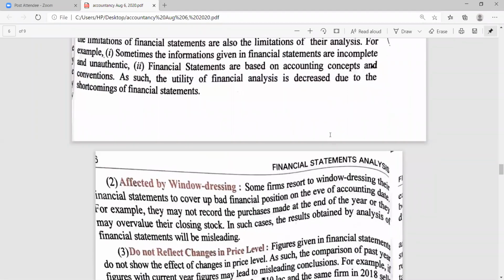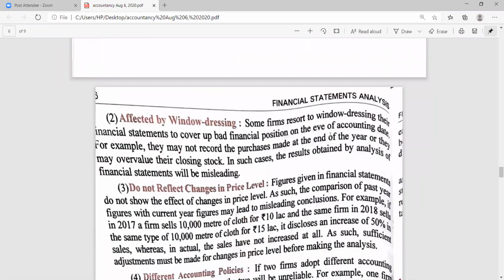Affected by window dressing. Window dressing means a show-off. Sometimes the financial statements are prepared in such a fine manner that they hide the bad records of a company, which hides the bad position of the company. In a way, if a company is suffering from a financial crisis, but the financial statement still shows a good position, then the analysis will also look good. It will not reveal the correct position of a business. So it is also affected by window dressing.